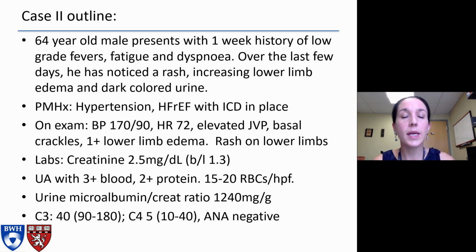And on his UA, he has 3+ blood and 2+ protein with 15 to 20 red cells per high powered field. His microalbumin to creatinine ratio is 1.2 grams. And on his serological workup, his C3 is low at 40 and his C4 is also low at 5. His ANA is negative.